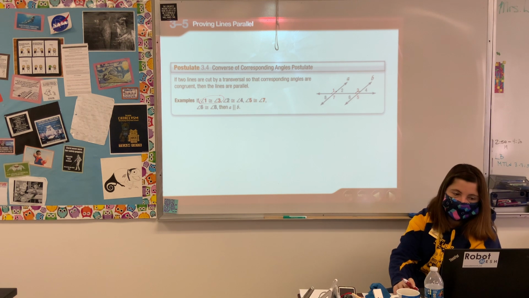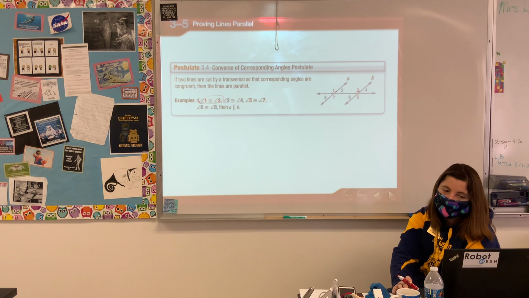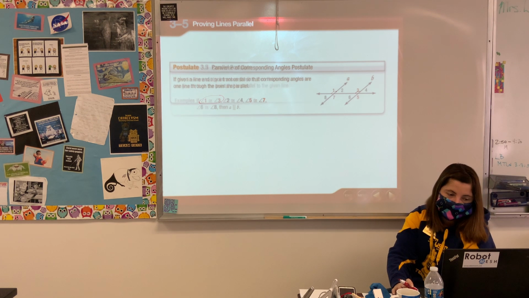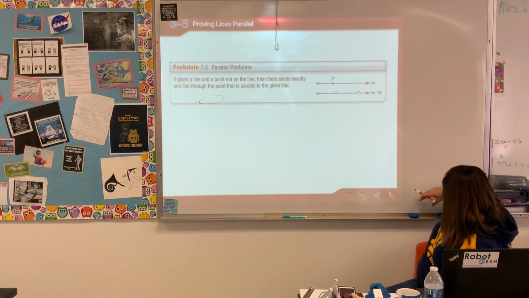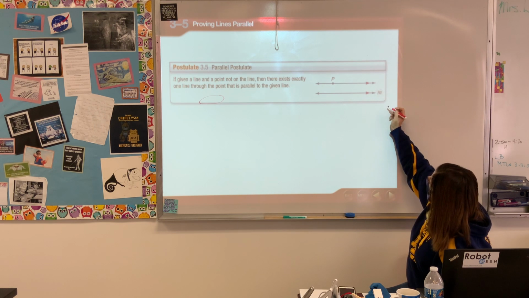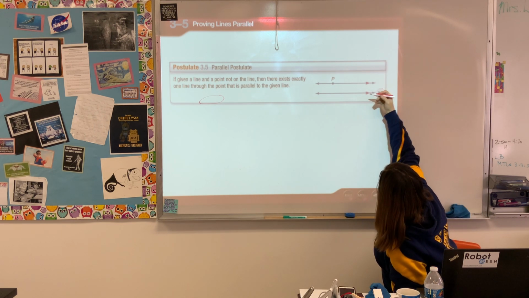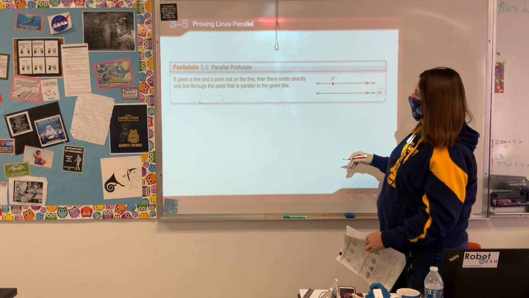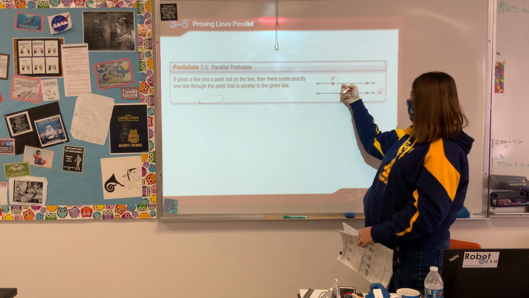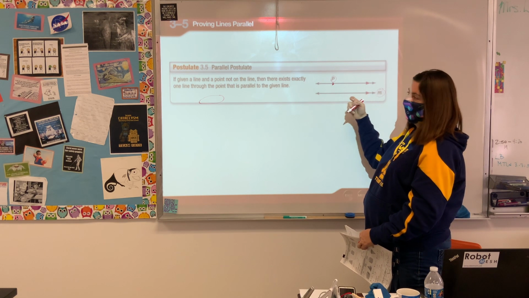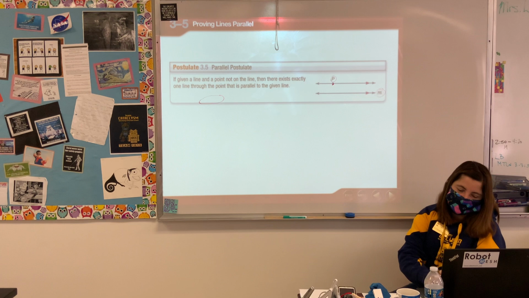Does that make sense? So this is the converse of the corresponding angles postulate. It proves the converse, that we can prove parallel lines rather than starting with them. The parallel postulate says that if I have a line and a point that's not on that line, there's only one line that goes through that point that's going to be parallel to that first line. Okay, so that's the parallel postulate.